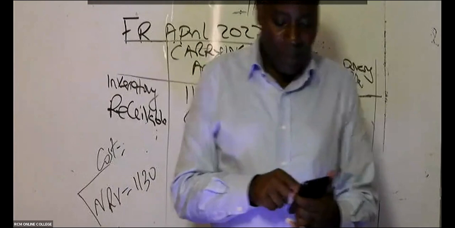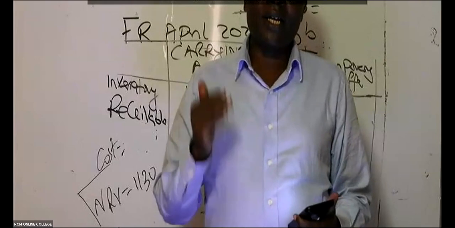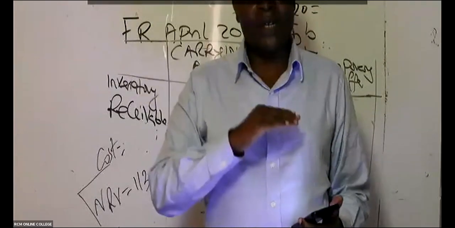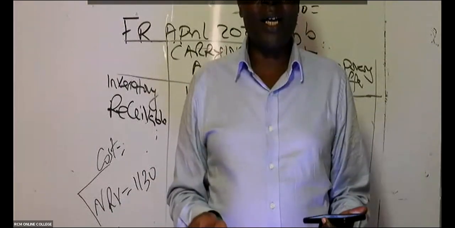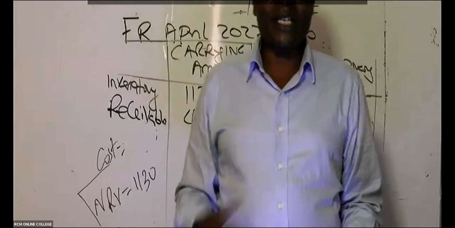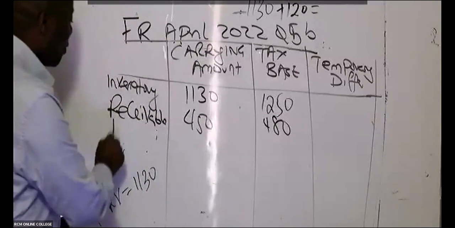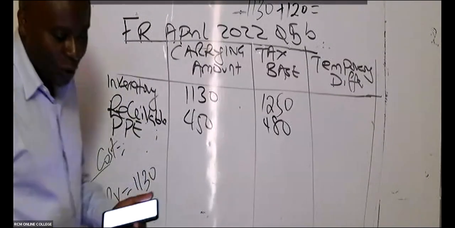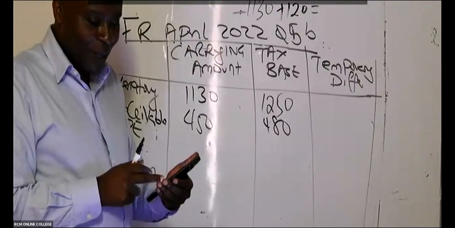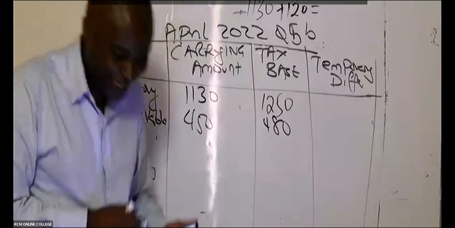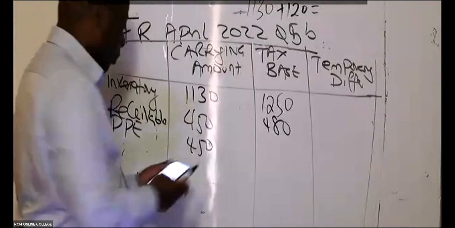The next question, number 3, it's PPE. It has a carrying amount. I mean, this kind of an examiner, I would want to even hug him if I meet him. Why? He's giving me everything all right. He's telling me PPE, carrying amount. He's a good examiner. So PPE carrying amount is how much? PPE carrying amount is 450.